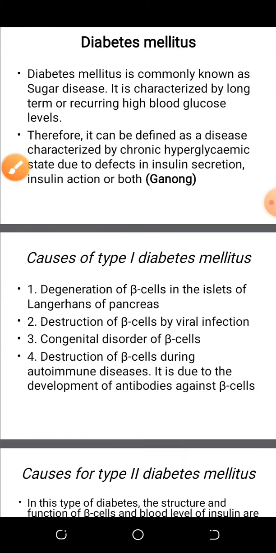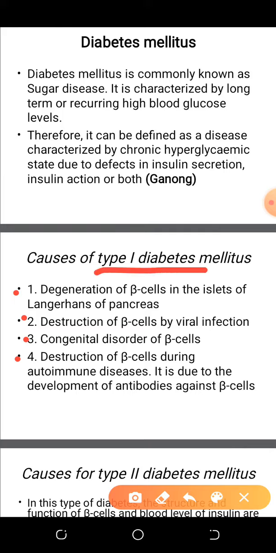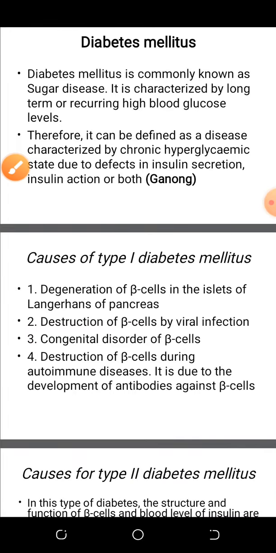So the causes of diabetes, especially type 1 diabetes, are degeneration of the pancreatic beta cells in the islets of Langerhans, destruction of the pancreatic beta cells by viral infection, congenital disorders of the pancreatic beta cells, and destruction of pancreatic beta cells due to autoimmune disease, where the immune system recognizes the beta cells as foreign and starts to destroy them. So this occurs in children. That's why it's called type 1 diabetes or juvenile onset diabetes.